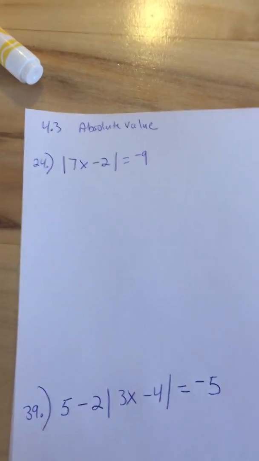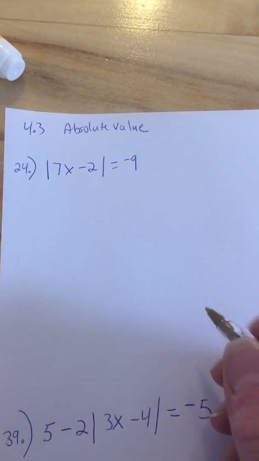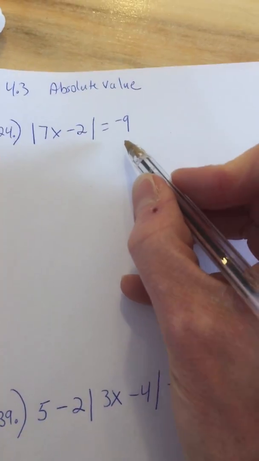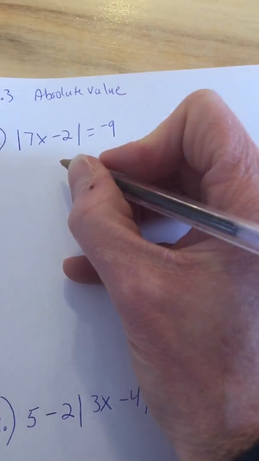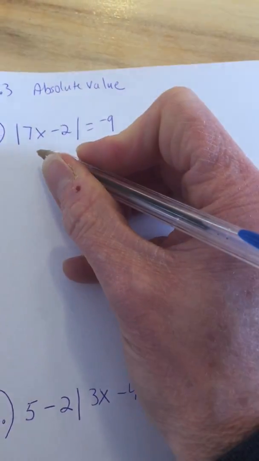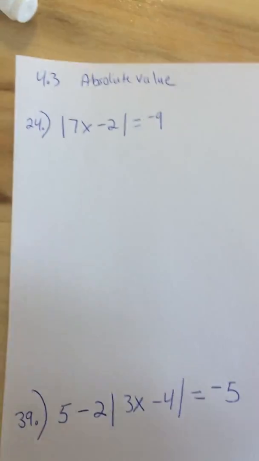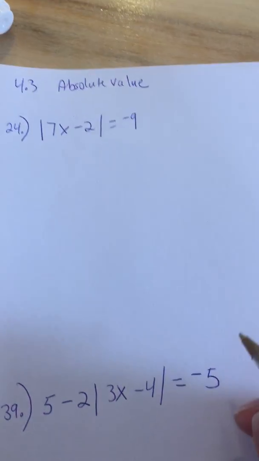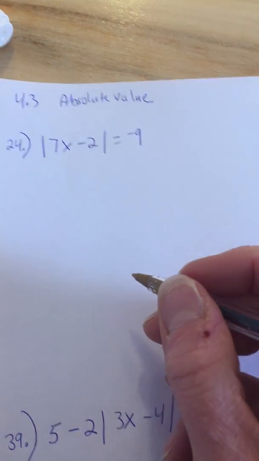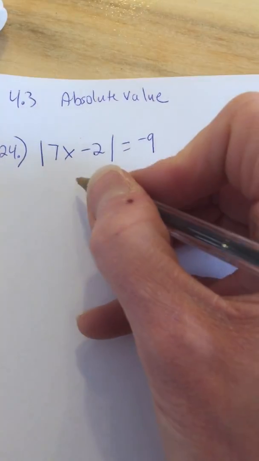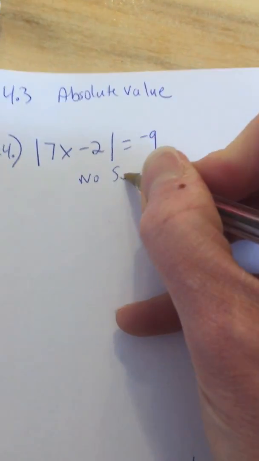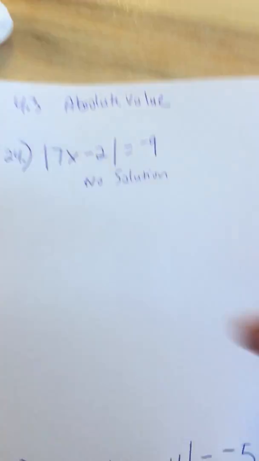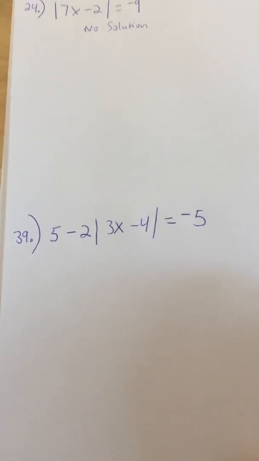Okay, this first problem is kind of easy just because I noticed that it has a -9 over here. And so what happens when you have something that's -9 and then the absolute value, because this is always positive, you can't set this equal to a negative number. So we're going to write no solution. So that should save me some time on my video.